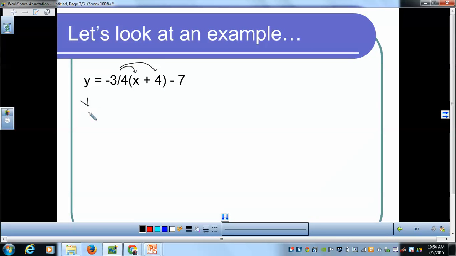So y equals, and this is going to be negative 3/4 x. A negative times a positive is a negative. And then negative 3/4 times 4 is negative 3. And then I have my minus 7 here. So then this is going to be negative 3/4 x minus 10.